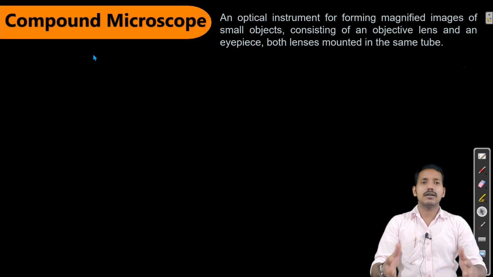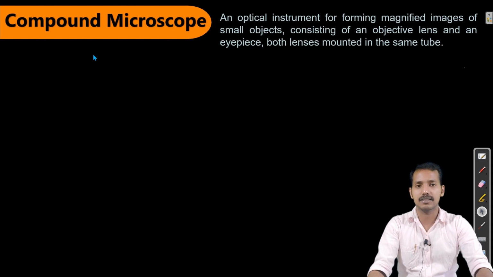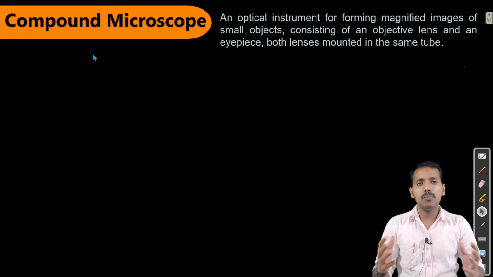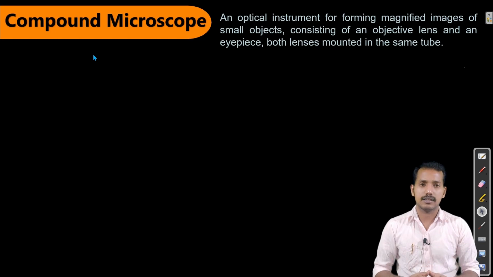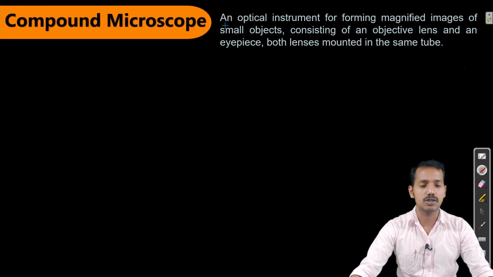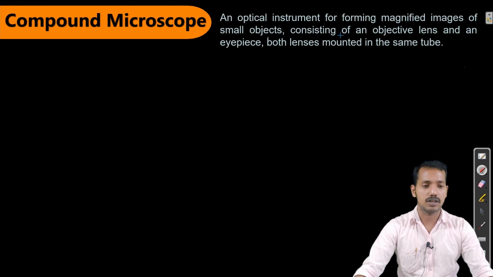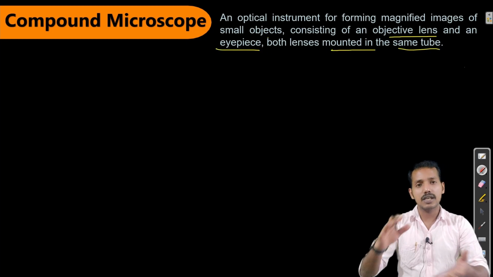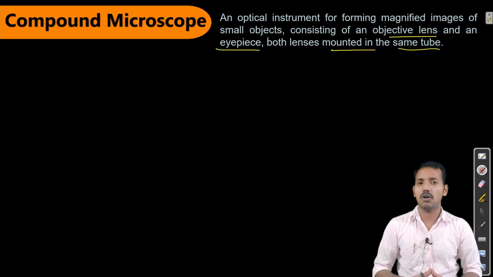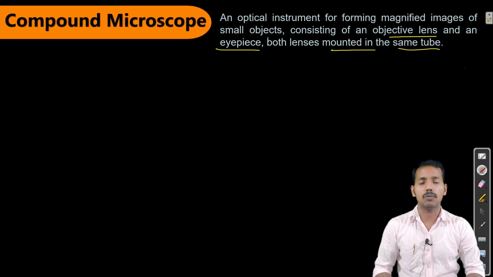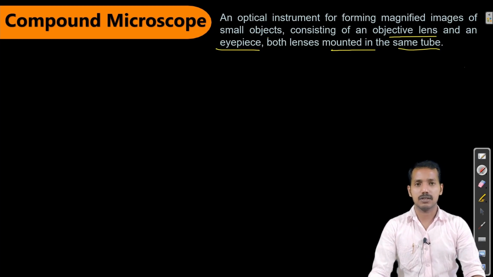Now let's see what is a compound microscope. Because Robert Hooke used a simple microscope which consists of a single lens, and nowadays we are using a sophisticated microscope called a compound microscope. It consists of two lenses. What is a compound microscope? An optical instrument for forming magnified images of small objects, consisting of an objective lens and an eyepiece. Both lenses are mounted in the same tube. So that instrument is called a compound microscope, to get the magnified image of small objects like cells and microorganisms, etc.